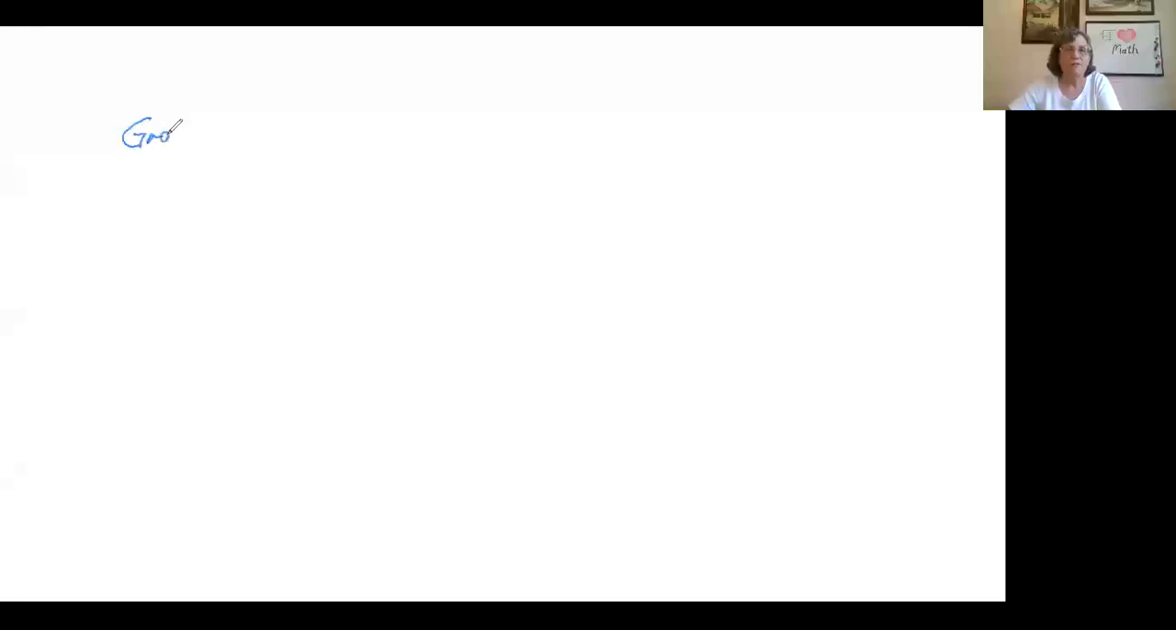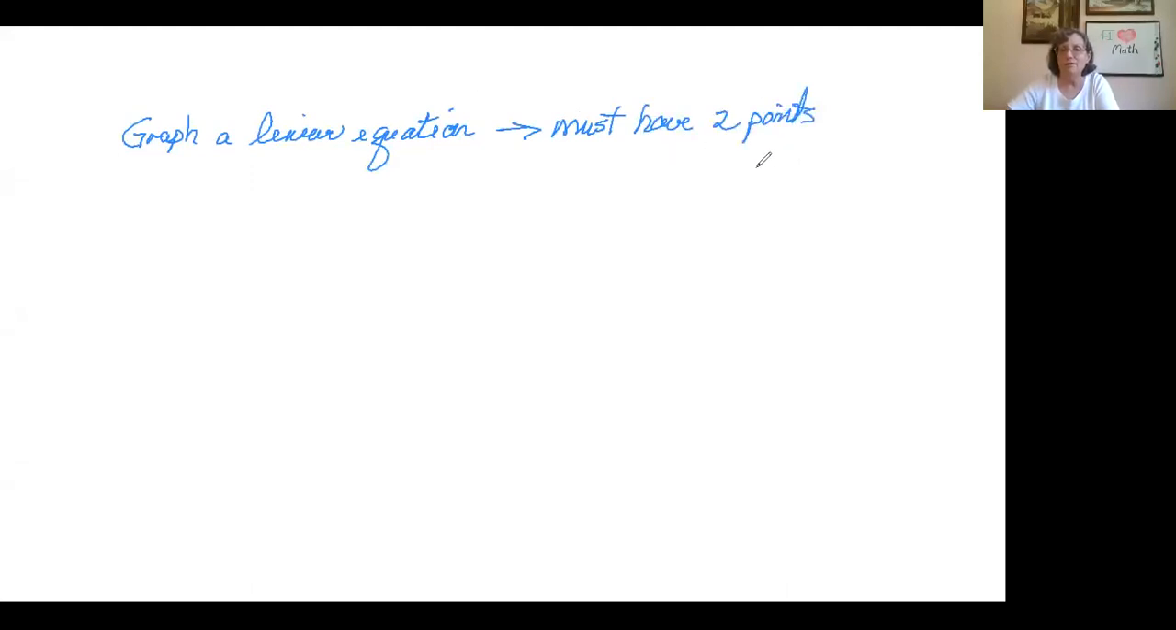Graph a linear equation? Well, not always the simplest, but it takes 2 points. You must have at least 2 points. Sometimes they'll use a third point just to make sure it falls on the same line.